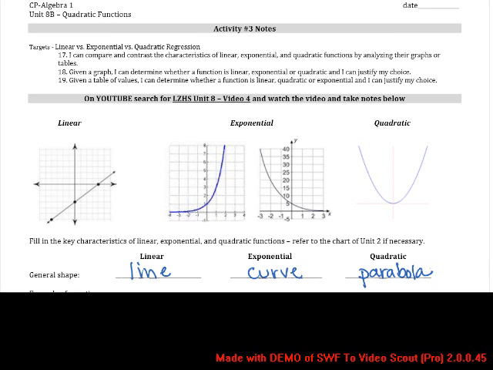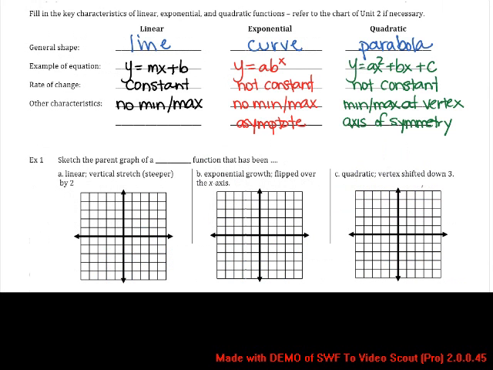With your partner, pause the video and go back to your Unit 2 flowchart so that you can fill in the rest of the information below the graph. Check your answers, those that are provided for you, and make sure that you have the same characteristics shown above. If you have more, that is okay as well.